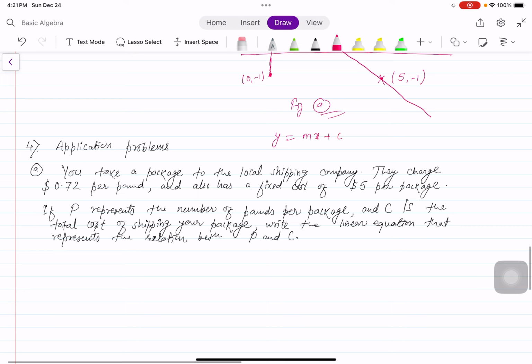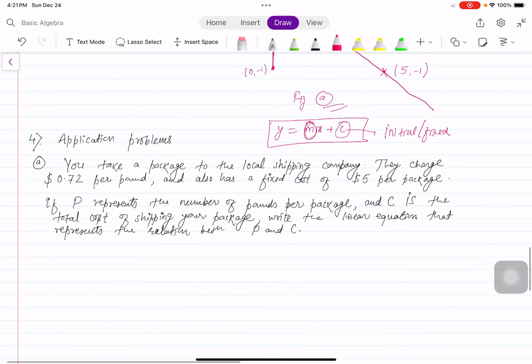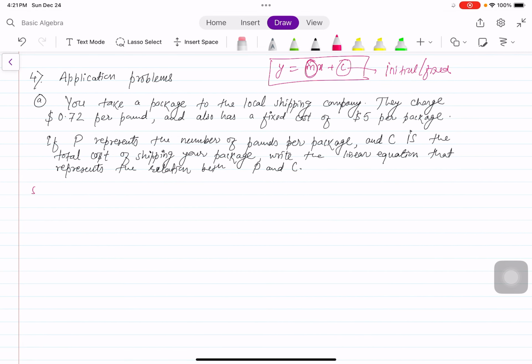y = mx + c. This is the equation of the slope-intercept form, where m is the slope, the rate of change, how something is changing with respect to x, and c is some fixed value, which is the initial value, also called the initial or fixed value. Okay, so now let's do this problem.